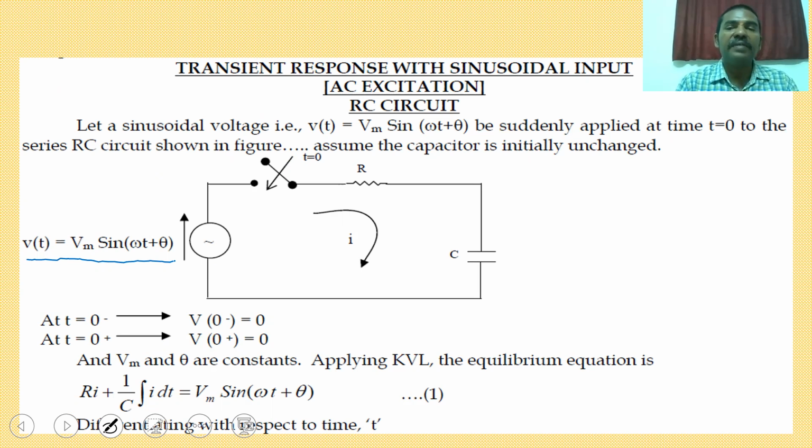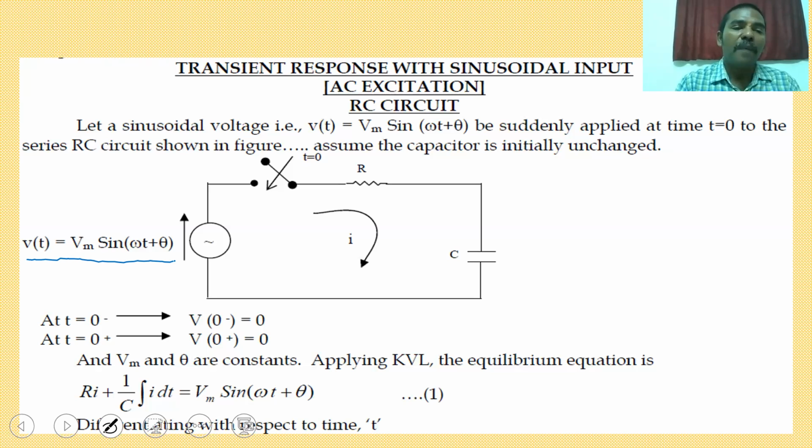Under that condition, you can get two switching instants: t = 0 minus, just before the switch is closed, and t = 0 plus, immediately after the switch is closed. At t = 0 minus, the voltage drop across the capacitor is 0 because no current will flow in the circuit, as it is still an open path. At t = 0 plus, the capacitor never takes instantaneous currents, so it acts like a short circuit. So the voltage drop across the capacitor, v(0 plus), is also 0.